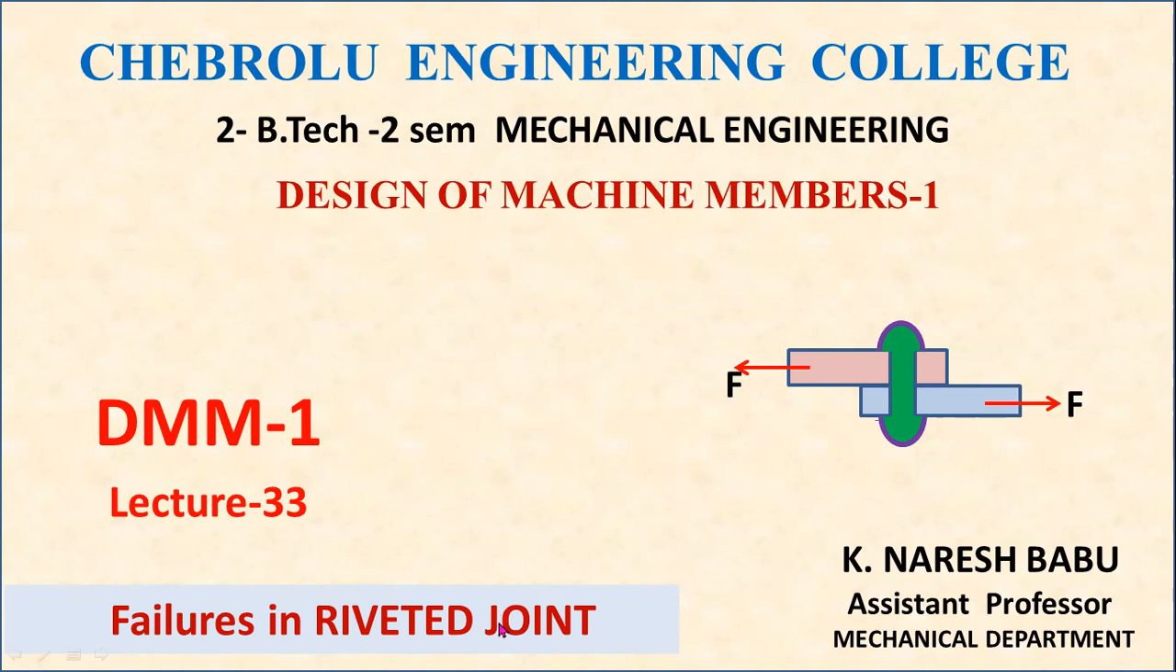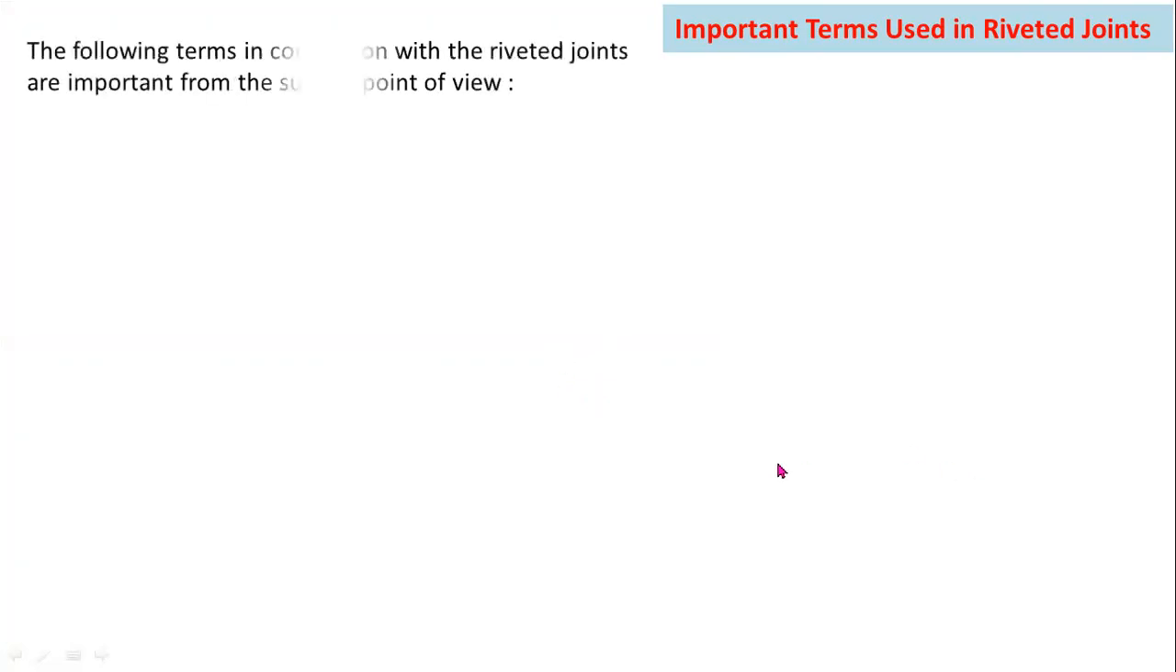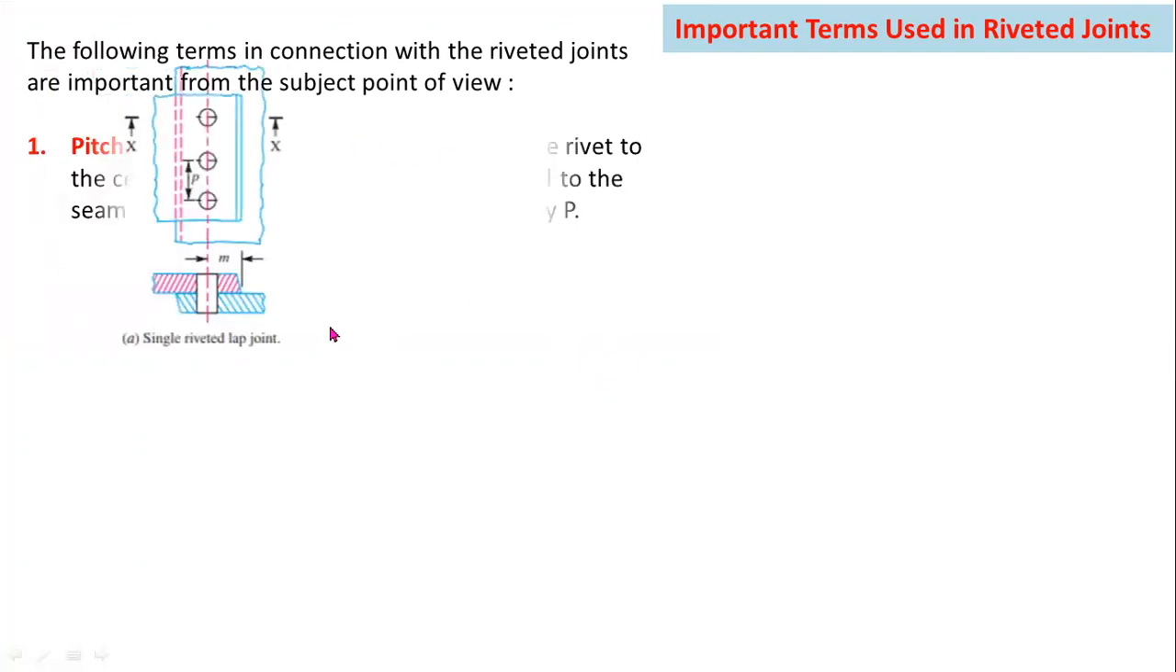In this session, I am going to explain about failures in riveted joint and how to determine the efficiency of a riveted joint. This is the example for riveted joint. Now, before going to the efficiency of a riveted joint and failures of a riveted joint, first we have to know the fundamentals about the important terms used in riveted joints. The following terms in connection with the riveted joints are important from the subject point of view.